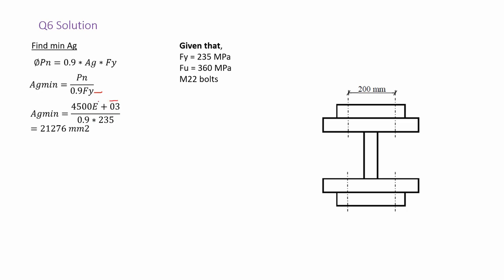Now here you can see in my equation I have E plus 0.3. That basically means I'm just multiplying by 1,000. So this becomes 4,500 multiplied by 1,000 in newtons, and we have everything else set. From this equation, I get my A gross minimum equal to 21,000 millimeters squared. So this is the A gross minimum that I have, and I have to pick a section from the sections table. There is nothing to be less than this value.